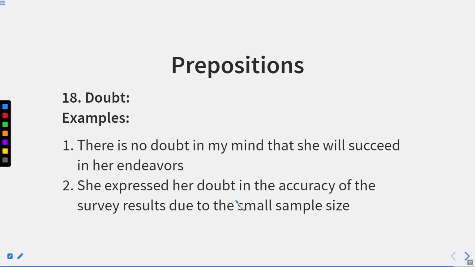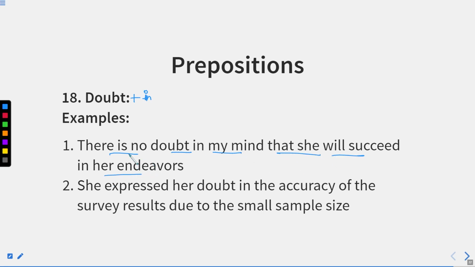Doubt. Now, whenever we have doubt in something, it means we do not trust it. We are not sure of that particular thing. We cannot be sure that whatever the person is saying is actually correct or not. We just suspect it. Now, let us see the usage of doubt in a sentence. There is no doubt in my mind that she will succeed in her endeavors.